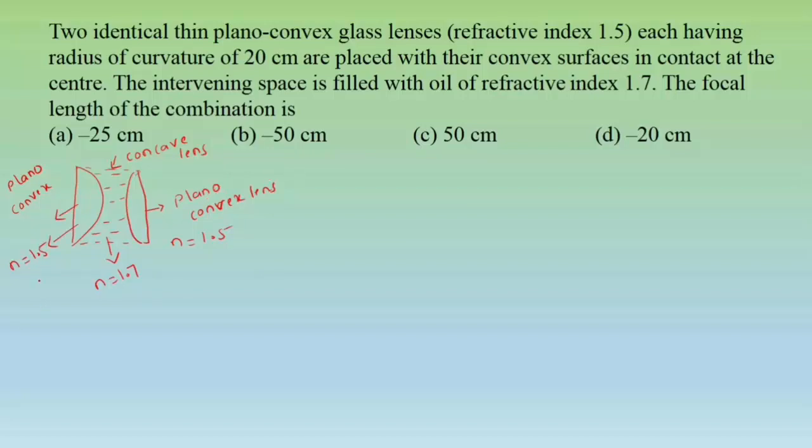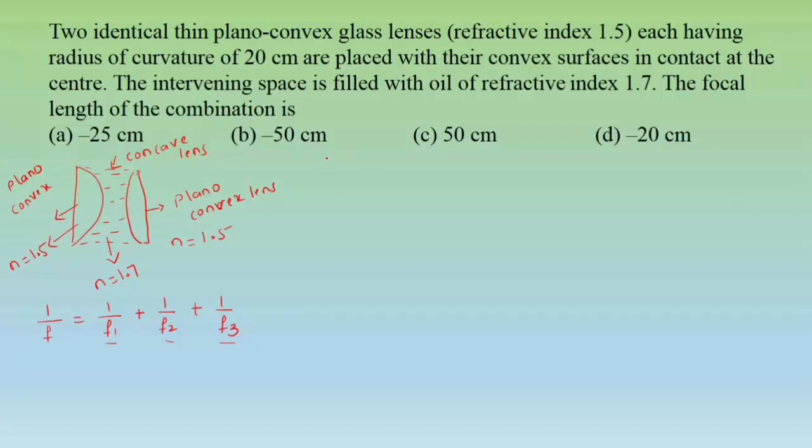See here, we have the combination of lenses in contact equation, that is effective focal length: 1 by F equal to 1 by F1 plus 1 by F2 plus 1 by F3. So this relation we can use here. First we have to calculate F1, F2 and F3. Substitute here, we will get the effective focal length of this combination.